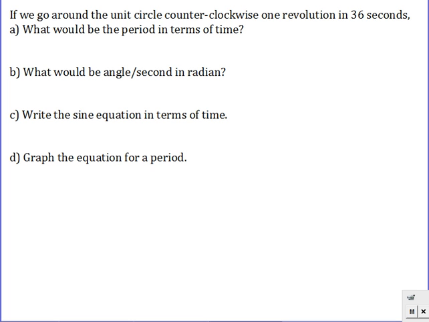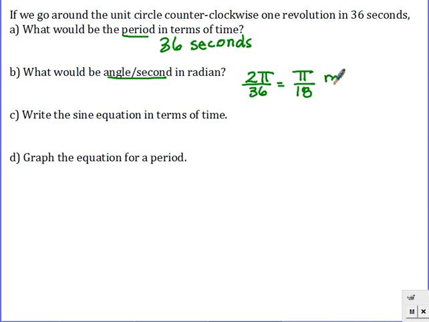We're going in 36 seconds. First it's asking, what is the period? Well, you just said it. It takes 36 seconds to get all the way around the circle, so that is my period. All right, what would be the angles per second in radians? So radians, 2 pi over 36, simplify, and we get pi over 18. And this is radians per second.